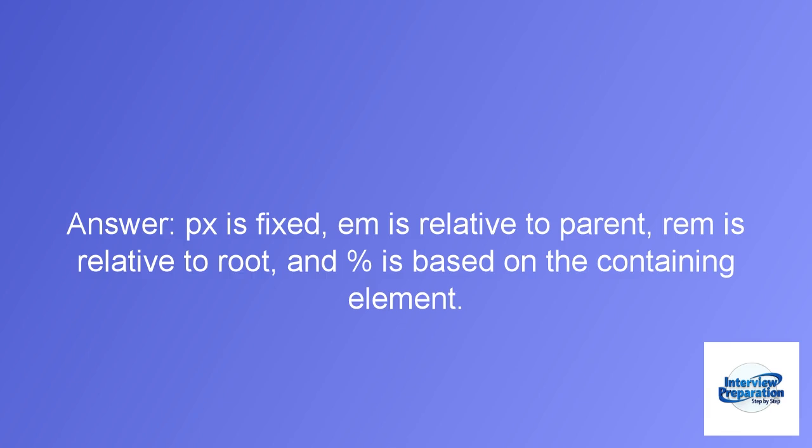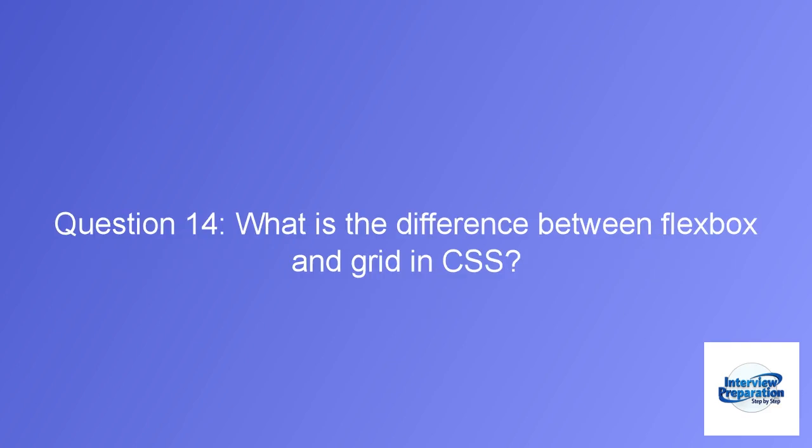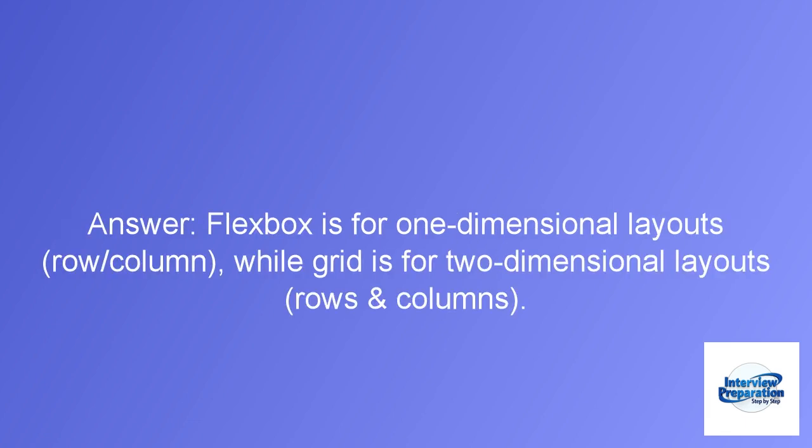Question 14. What is the difference between Flexbox and Grid in CSS? Answer. Flexbox is for one-dimensional layouts, row, column, while Grid is for two-dimensional layouts, rows and columns.